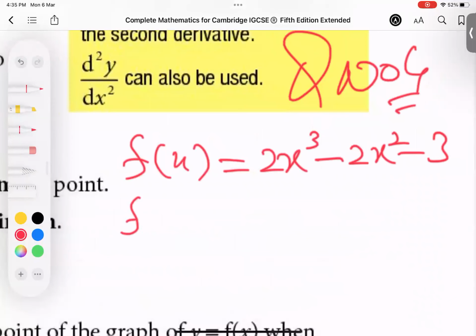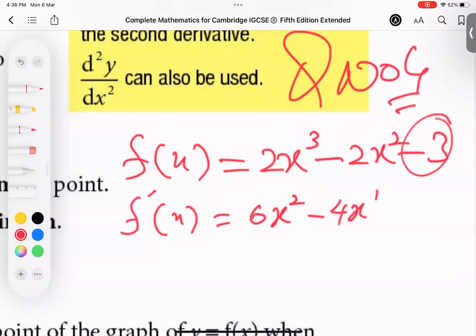Bismillah ar-Rahman ar-Rahim. f dash of x equals 3 will come down, multiplied with 6, and power 1 less, so 3 becomes 2. 2 fours are 8, hmm, 2 twos are 4 and power 1 less becomes 1. And the constant number is actually 0, so I'm writing here 0. This is my first differentiation done.